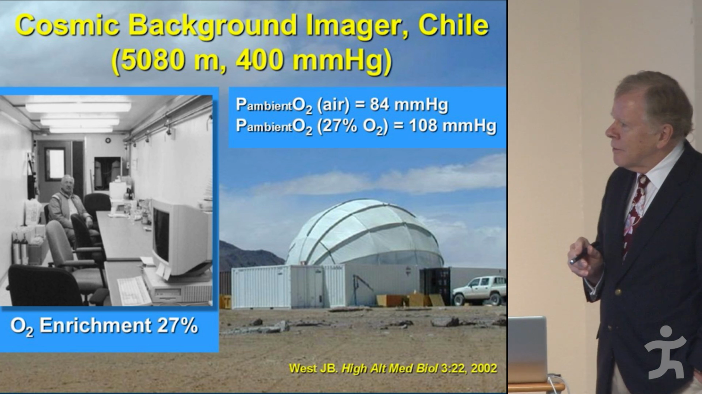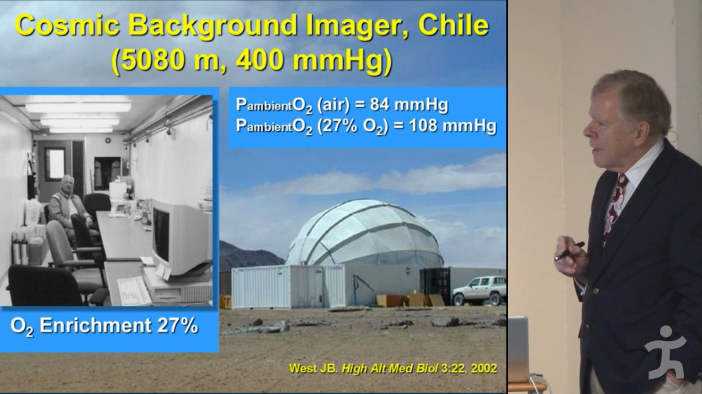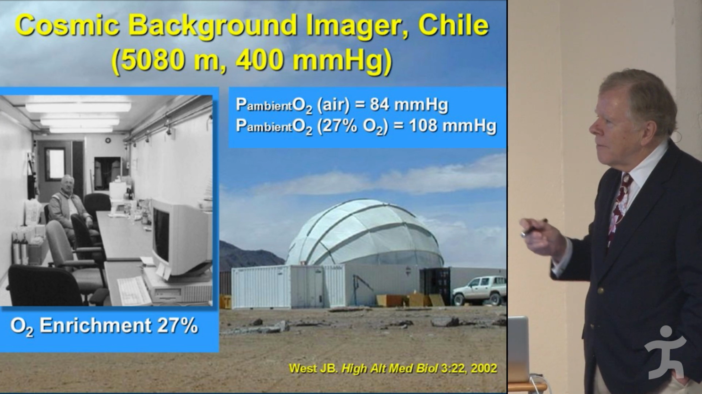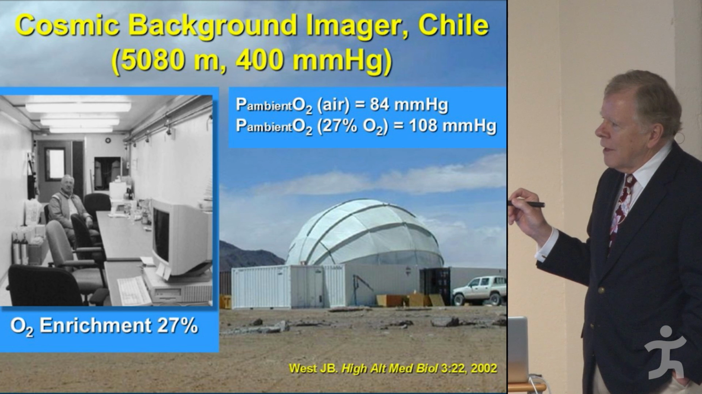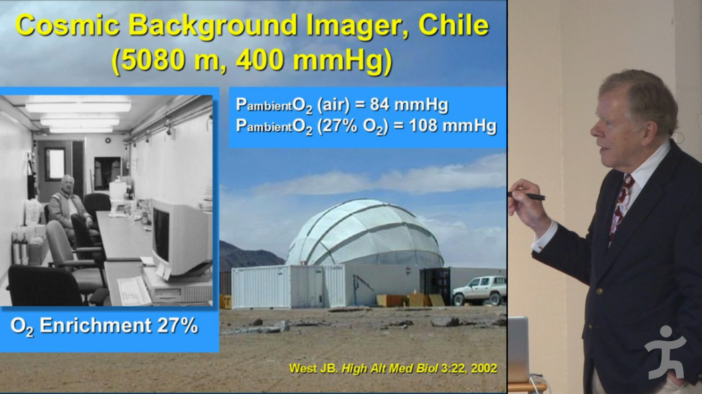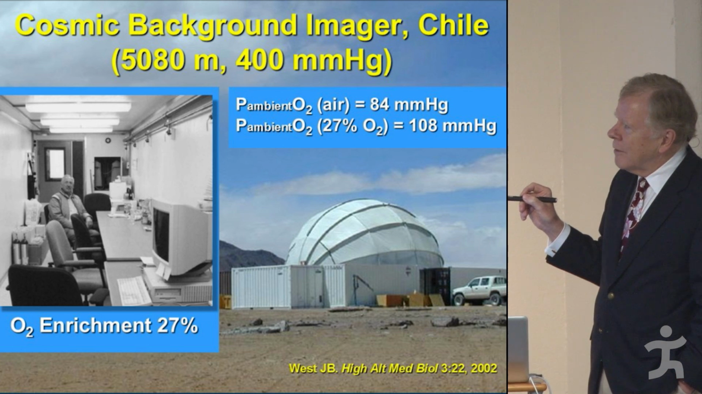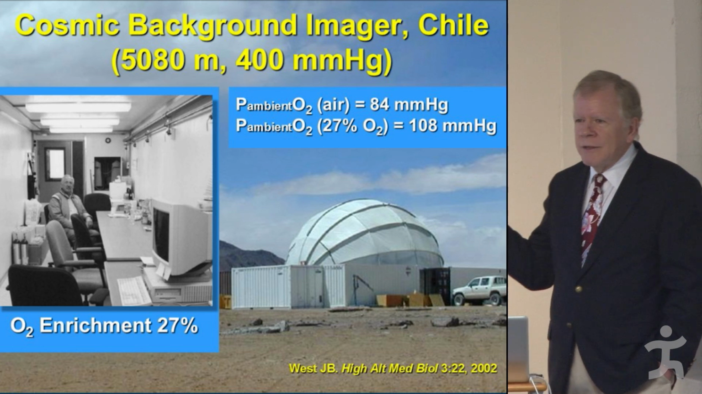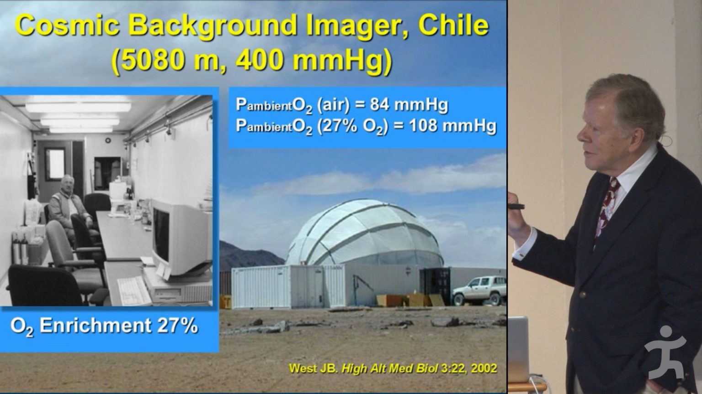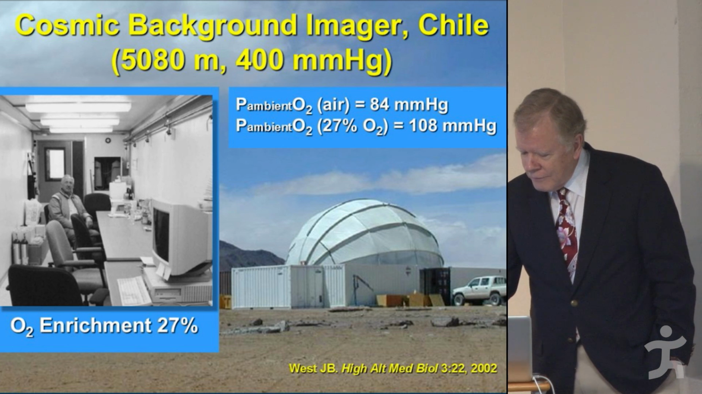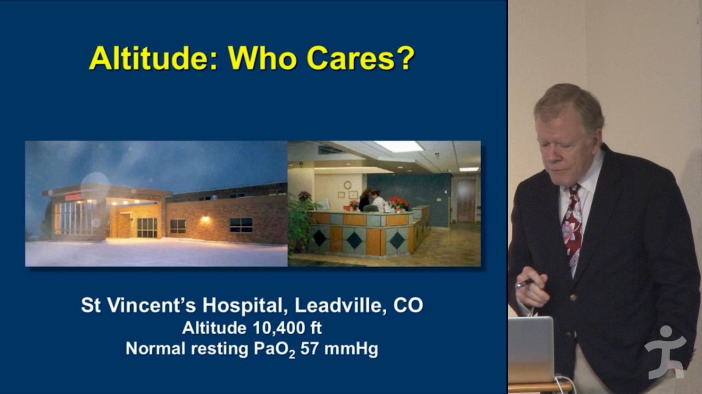Now, it turns out that you can go to high altitude for quite a long time, and you can walk and hike and do fine. You can climb, but if you have to do very accurate, detailed cognitive work, such as at the cosmic background imager in Chile at 5,000 meters, if you're doing spreadsheets and stuff like that, you really can't concentrate quite as well. So this is a place where they actually enrich the oxygen. They bring the oxygen up to 27%, and the guys who do their computer stuff say that they feel a lot better.